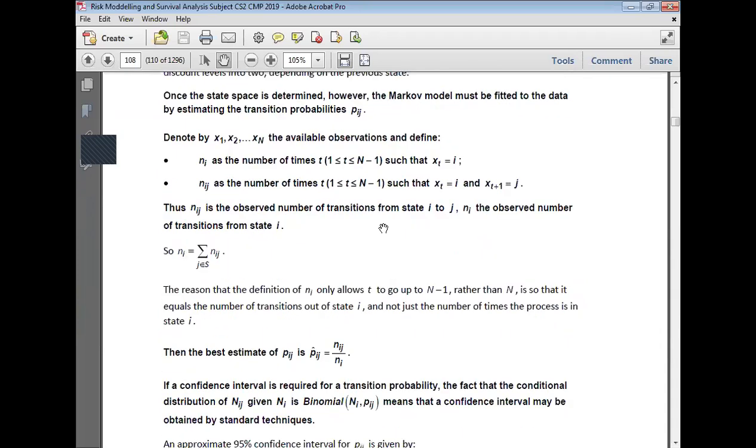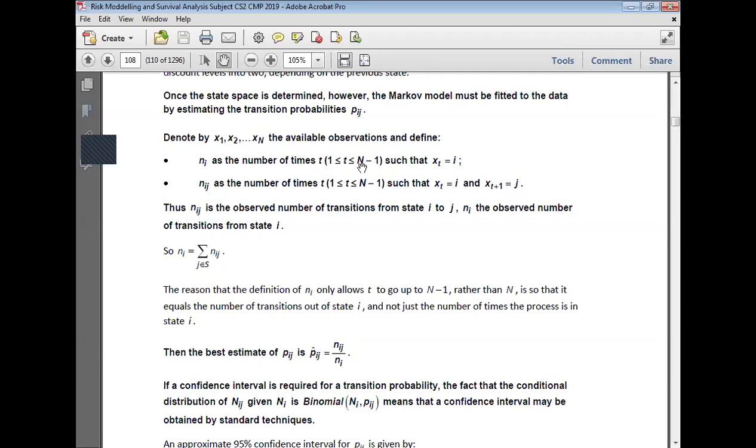Okay, so if you see here, they have said that ni is the number of times t such that xt is equal to i. So this is exactly what Mihir was trying to say, that my ni for 1 was equal to the number of ones that I see. But again, if you see here, they have said that my t can only be from 1 to n minus 1.